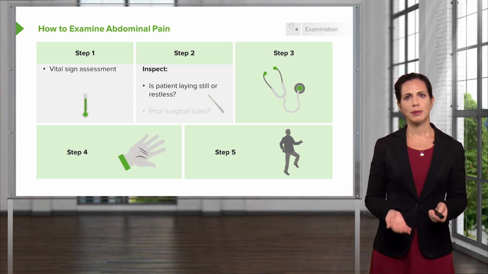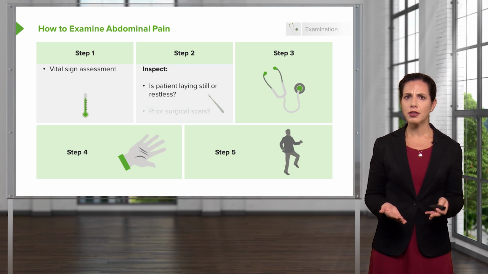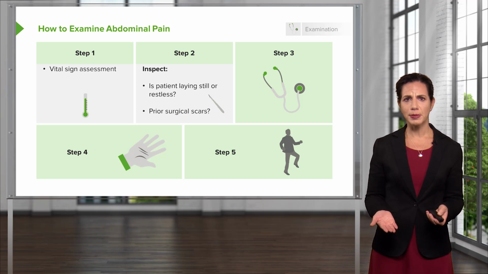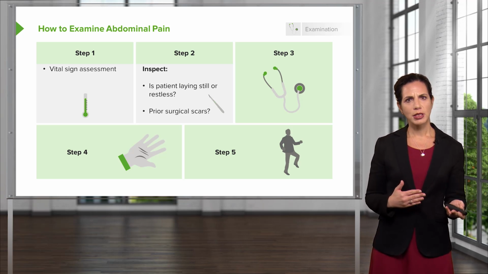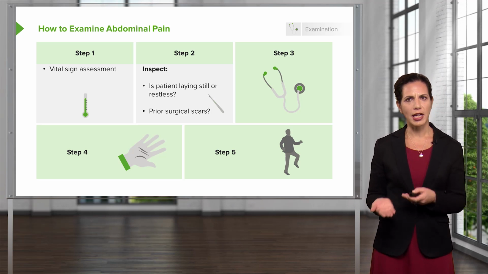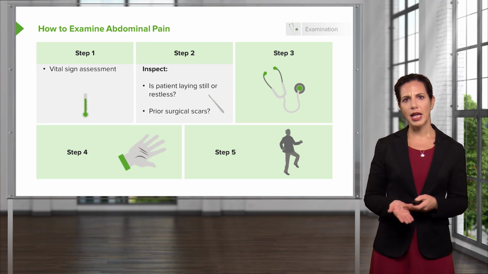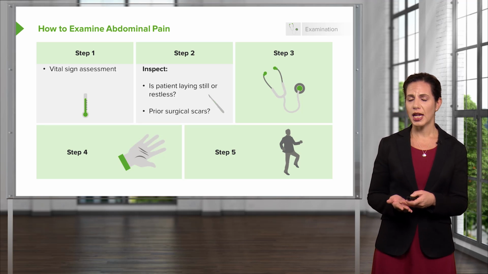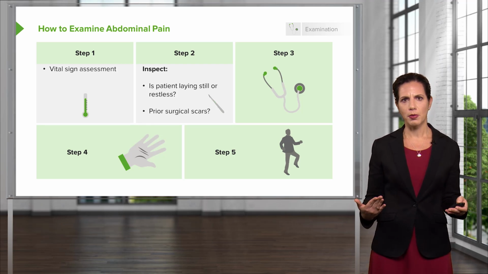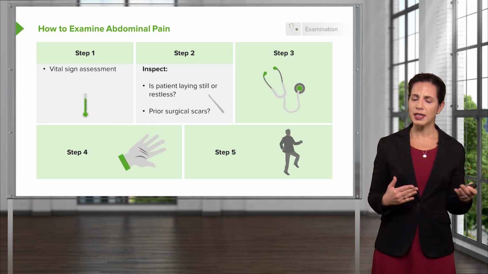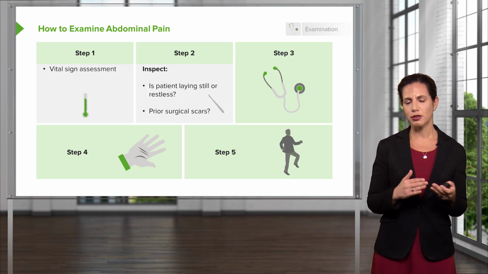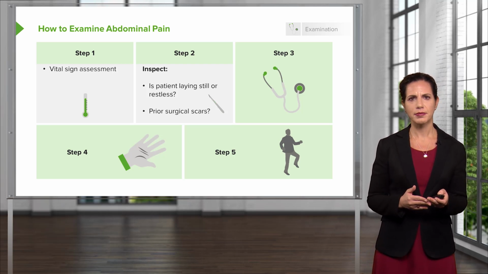Step 2 is to inspect. So is the patient laying still or are they restless? Are there any prior surgical scars on their abdomen? Similar to when a patient comes in with respiratory distress, there's a lot of information you can get just by looking at your patient. If they're laying still, that could potentially indicate that they have peritoneal signs, that moving around might make their pain a little bit worse. If the patient is restless, that might support renal colic or a kidney stone diagnosis. Classically, those patients are very restless.